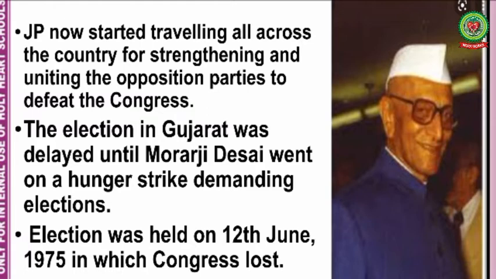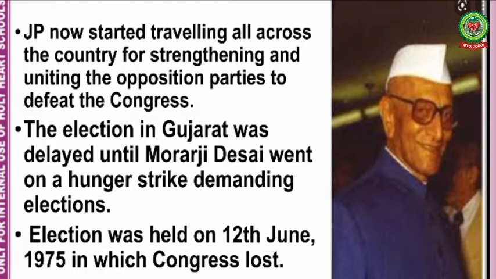Elections were held on 12th June 1975, in which Congress lost. JP worked for the consolidation of opposition parties so that one opposition front could be formed to defeat the Congress party. JP asked all the opposition parties to join hands so that Congress could be defeated.